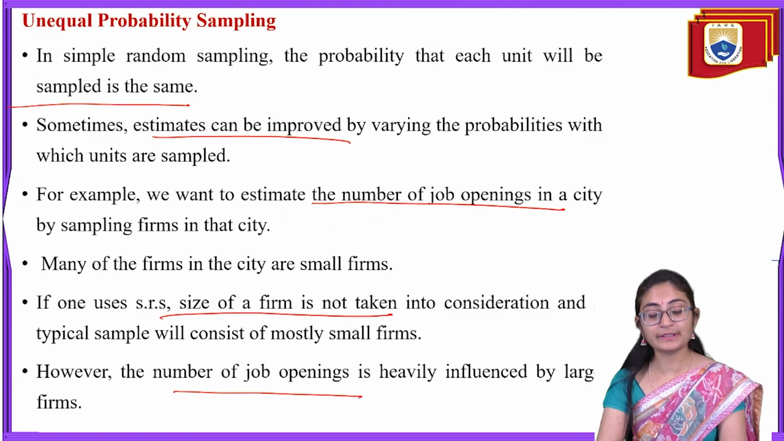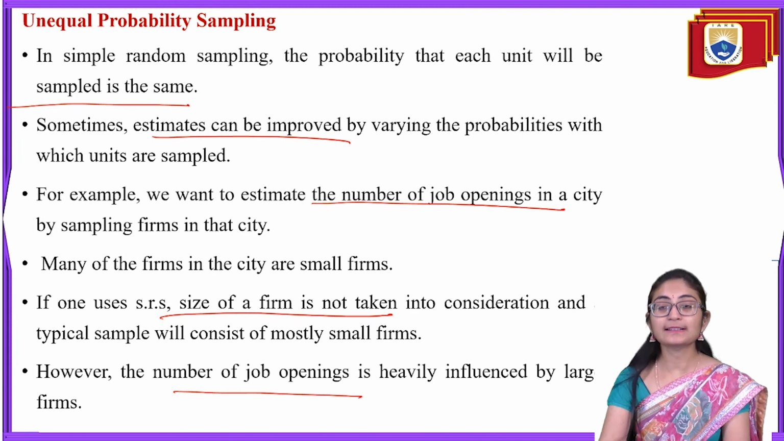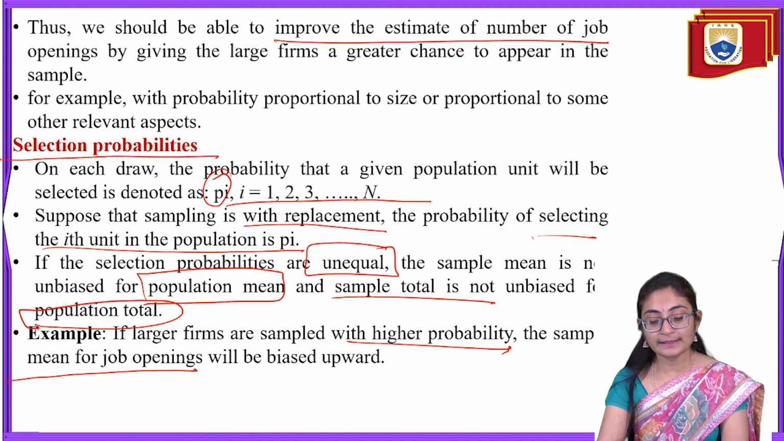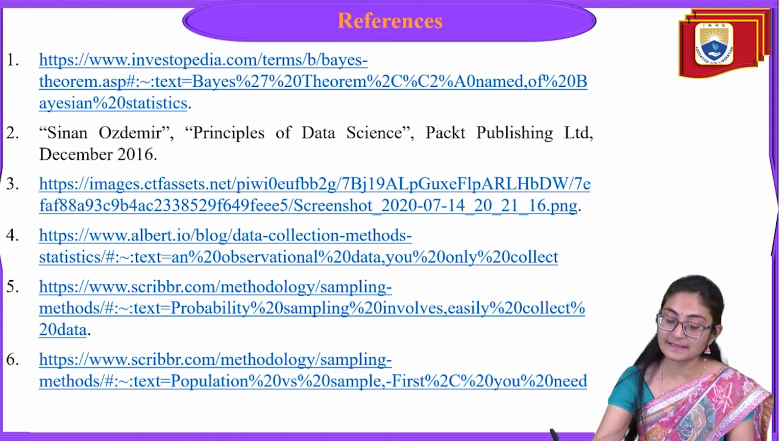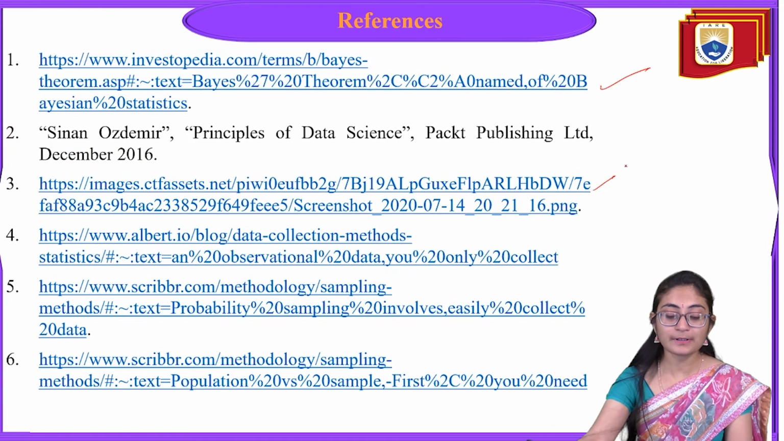This is all about unequal probability sampling. In this class, we have seen statistics for data science. These are your references, which you can refer to.